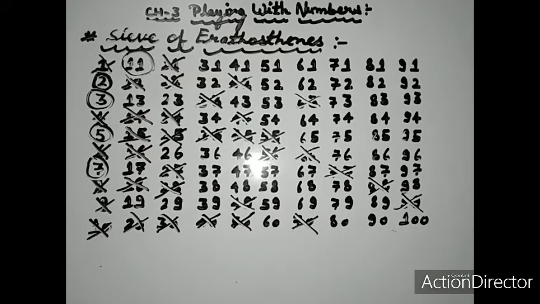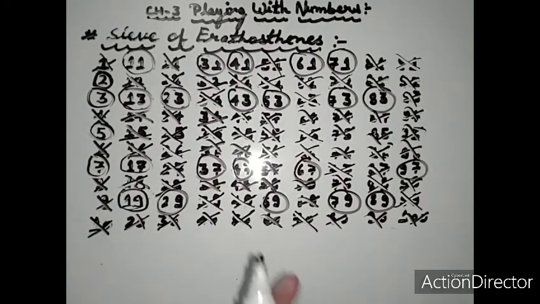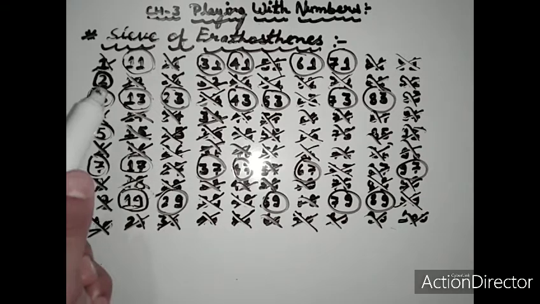Now we apply the same rule with the other numbers. When you complete this table, it looks like this. All these circled numbers are known as prime numbers, and the crossed out numbers are known as composite numbers. So what are the prime numbers?